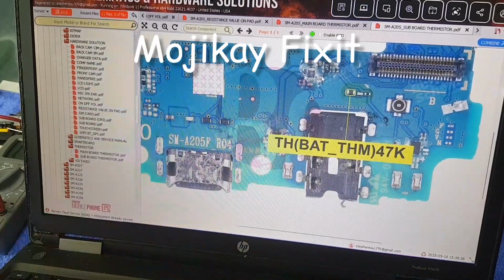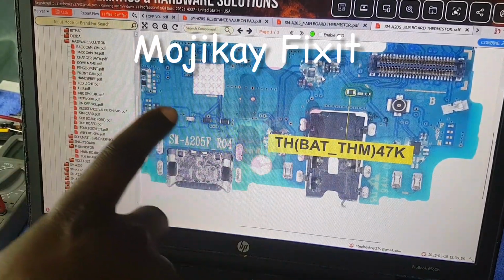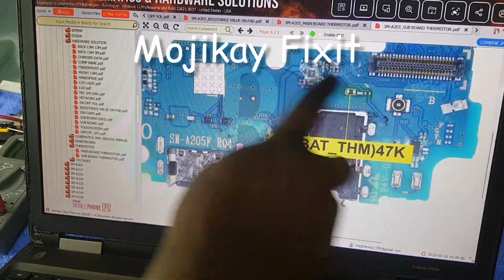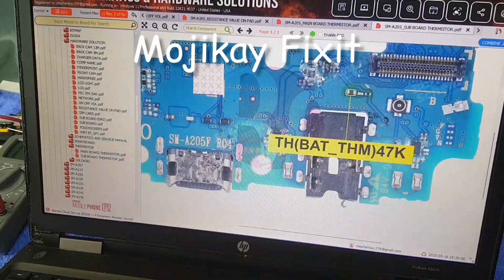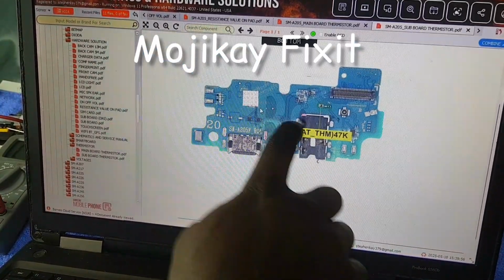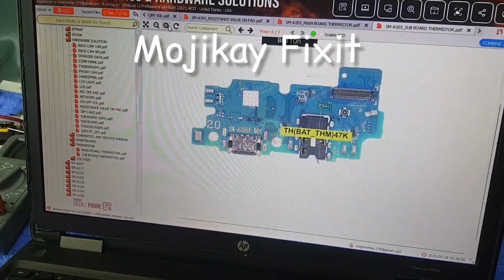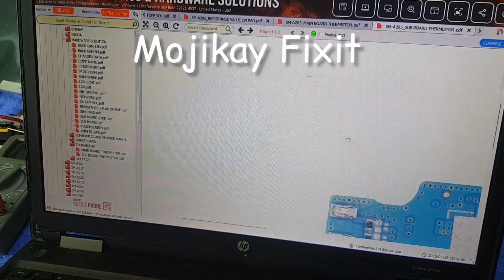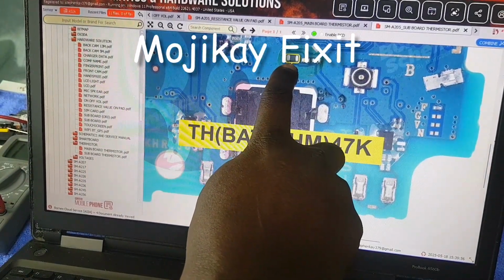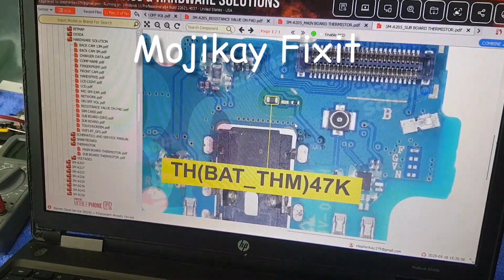So for example, if this Samsung Galaxy A20 is having a temperature problem, either you change all this downboard, or you call it the subboard. Let me show you, it is a subboard. You can see that it is a subboard. So you change all this subboard, or you come straight to this thermistor and you replace it, then your phone will be fine. I hope you guys are getting what I'm saying.